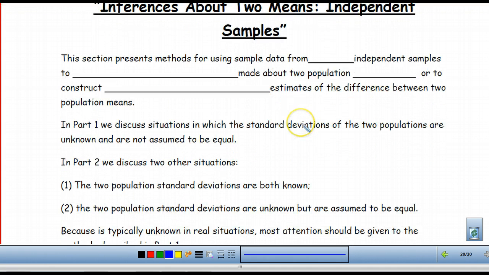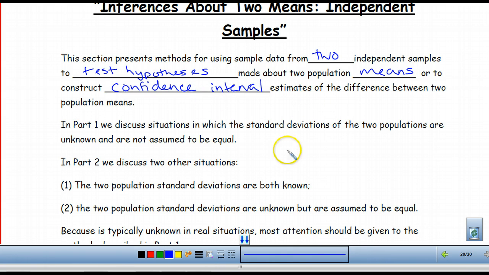This section presents methods for using sample data from two independent samples to do two things: to test hypotheses made about two population means, or to construct confidence interval estimates of the difference between two means. In part one, we're going to be talking about when the standard deviations are not assumed to be equal. In part two, we'll cover when we do know the standard deviations and they're equal. Most of it will be spent on part one, though.